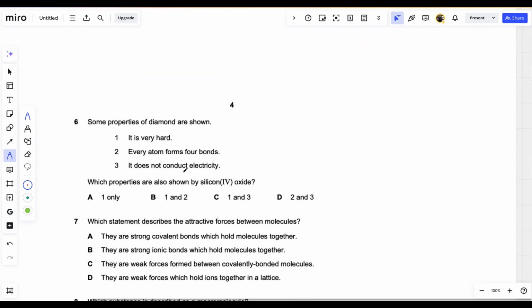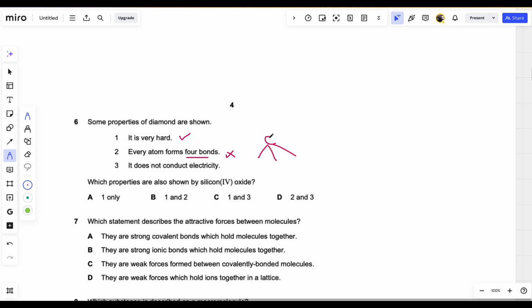Some properties of diamond are what? You know, diamond is very hard, so it's a property of diamond, right? Every atom forms four bonds. No, this is graphite. In graphite every carbon forms bonds with 4 other carbons. But in diamond, every carbon forms bonds with 3, not with 4. So this one is wrong for diamond.